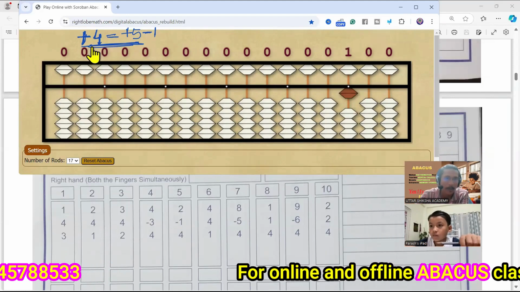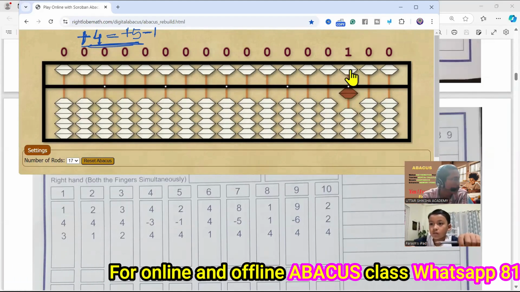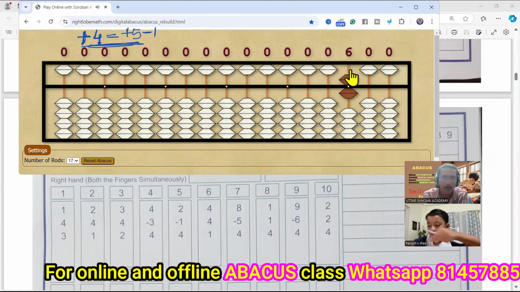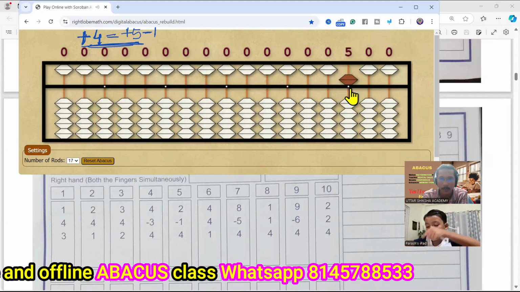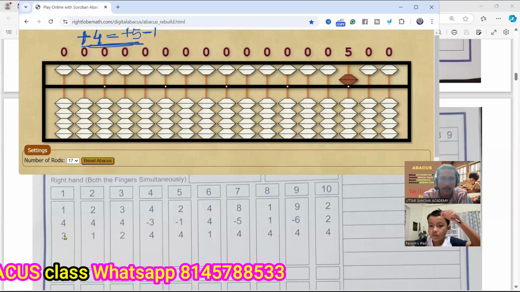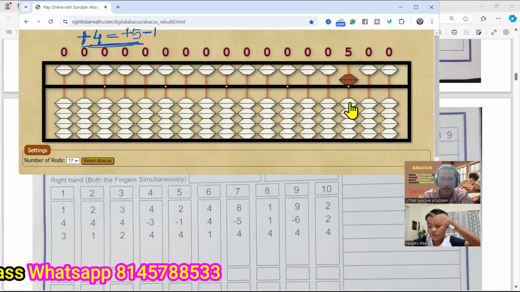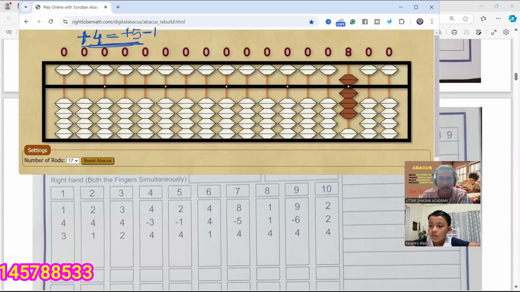How to add 4? Here I have written 4 is equal to plus 5 and minus 1. So we will do plus 5 and minus 1. Understood the process? Yes. And what is the next number? Next number is 3. So add 3, easy. 1, 2, 3. Tell me what is the final answer you can see right now. 8.